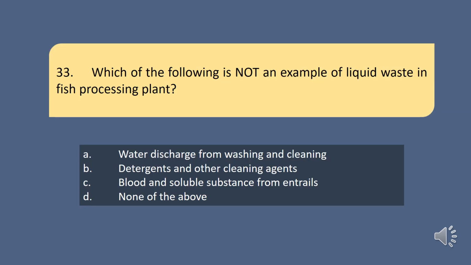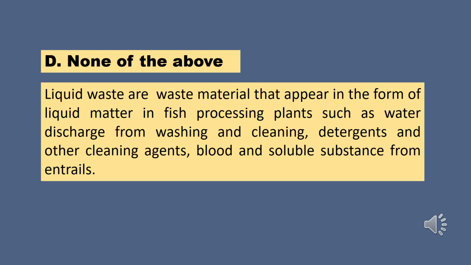33. Which of the following is not an example of liquid waste in a fish processing plant? A. Water discharge from washing and cleaning. B. Detergents and other cleaning agents. C. Blood-insoluble substance from entrails. D. None of the above. 5, 4, 3, 2, 1. The correct answer is letter D.